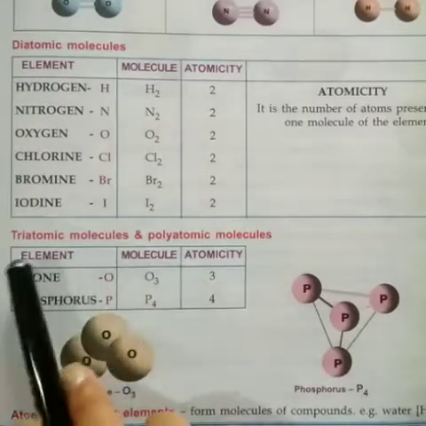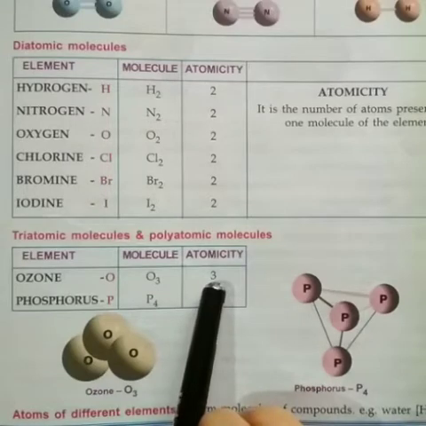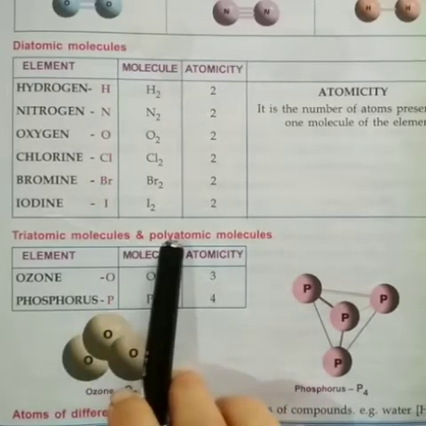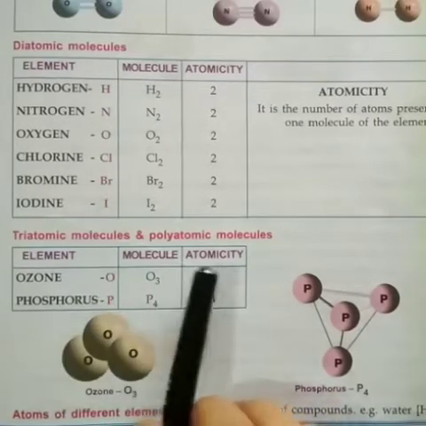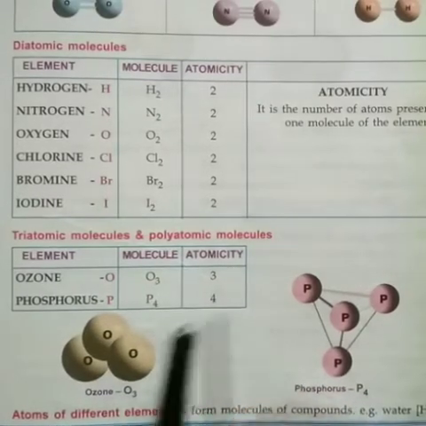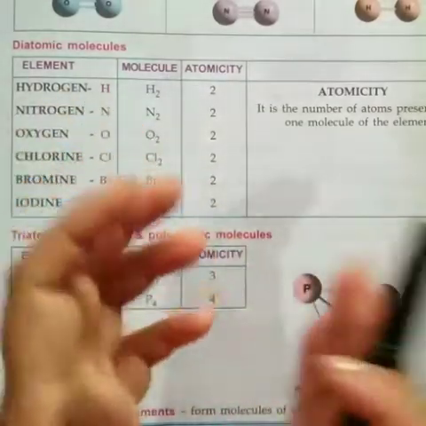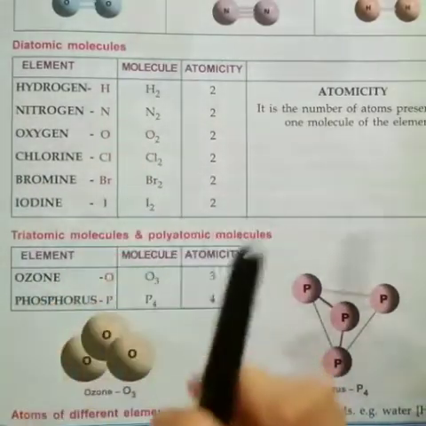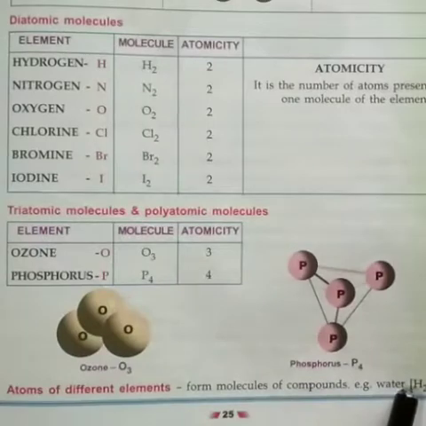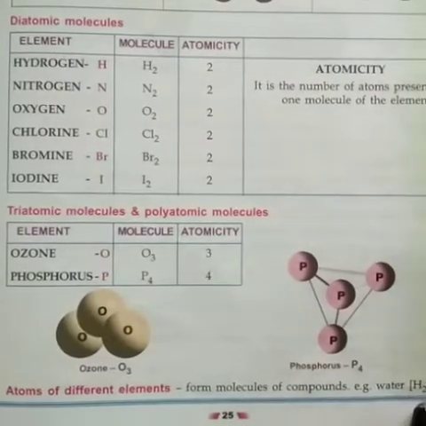The example of a triatomic molecule is ozone. Its atomicity is 3. The example of a polyatomic molecule is phosphorus, and its atomicity is 4. Now I also told you that atoms of different elements combine to form a molecule. The example is water. Here you can see two atoms of hydrogen combine with one atom of oxygen, forming an H2O molecule.